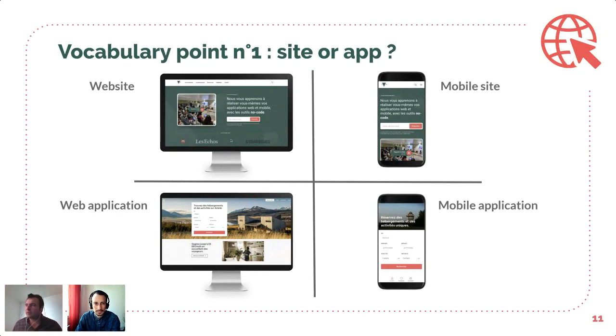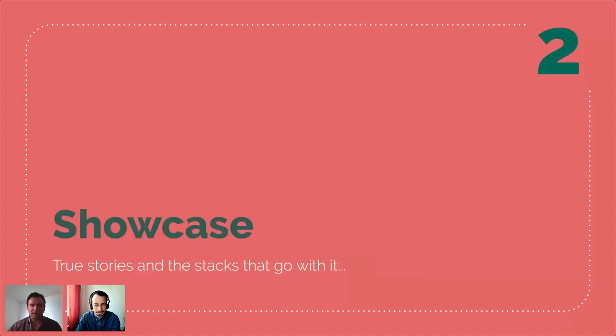For example, Instagram, Uber. They are complex applications, and you mainly use them on mobile because you use the GPS or the camera. And you can build all those types of tools and apps with no-code tools. So let's begin a showcase with concrete examples, true stories, and the no-code bricks they used.